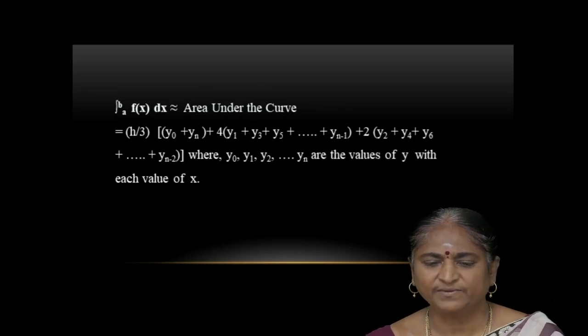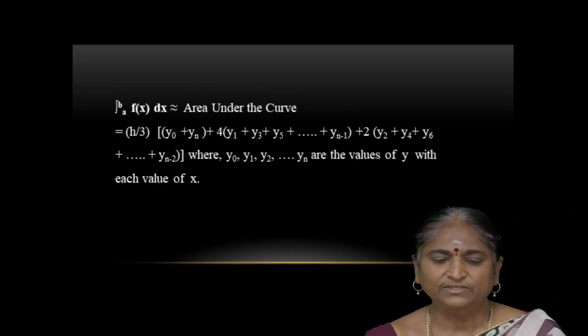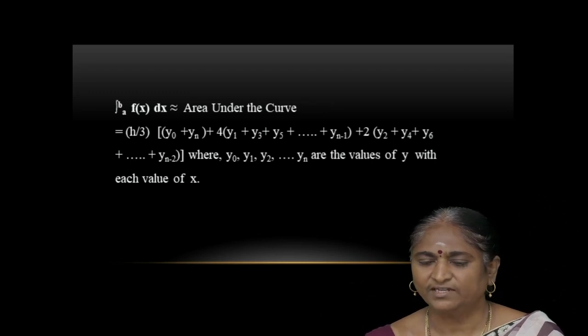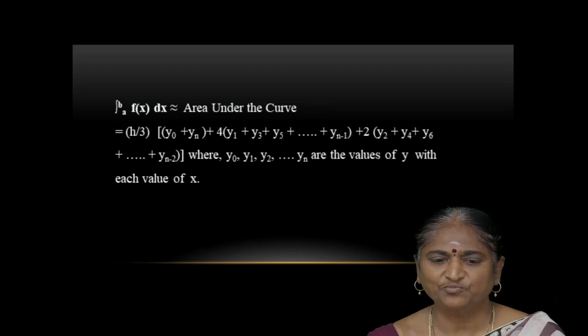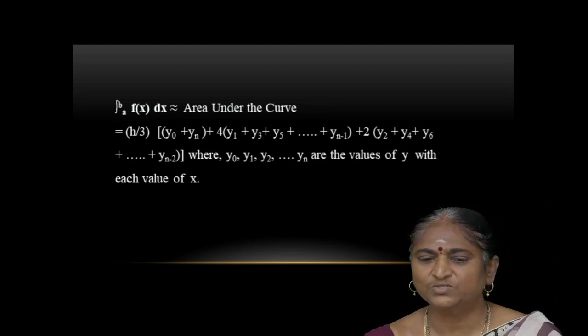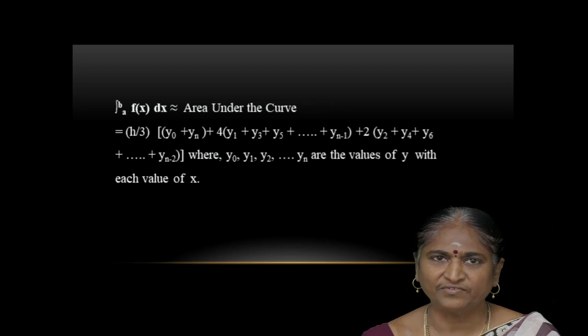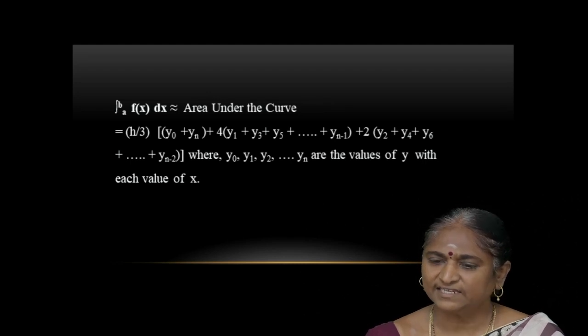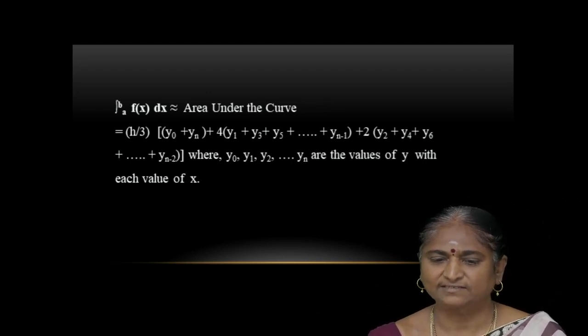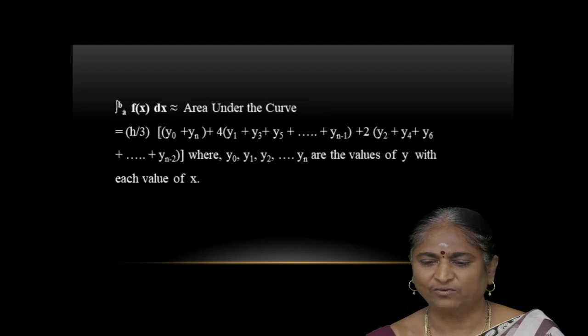This can also be represented by h by 3 into [y0 plus yn plus 4 into (y1 plus y3 plus etc., yn minus 1) plus 2 into (y2 plus y4 plus etc., yn minus 2)]. It can also be represented by the formula h by 3 into [a plus 4b plus 2c], where a represents the sum of the first and last ordinates, b represents the sum of the odd ordinates, and c represents the sum of the even ordinates. All the values y1, y2, etc., yn are calculated from each value of x.